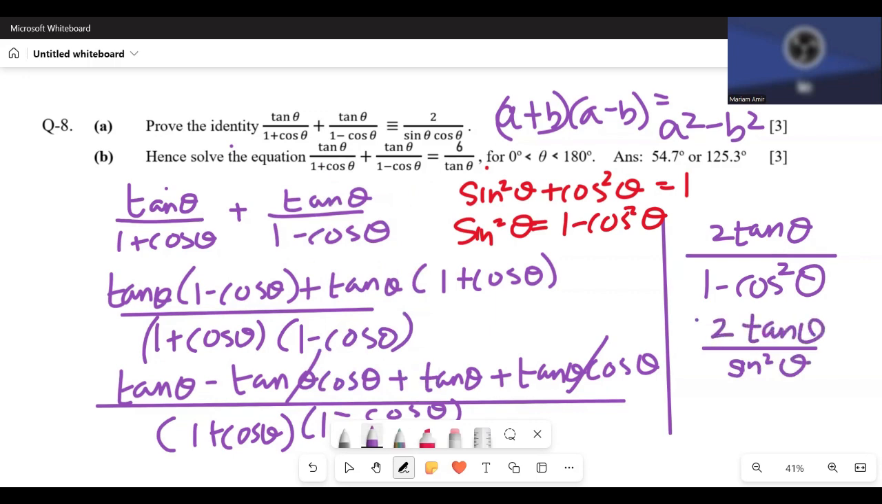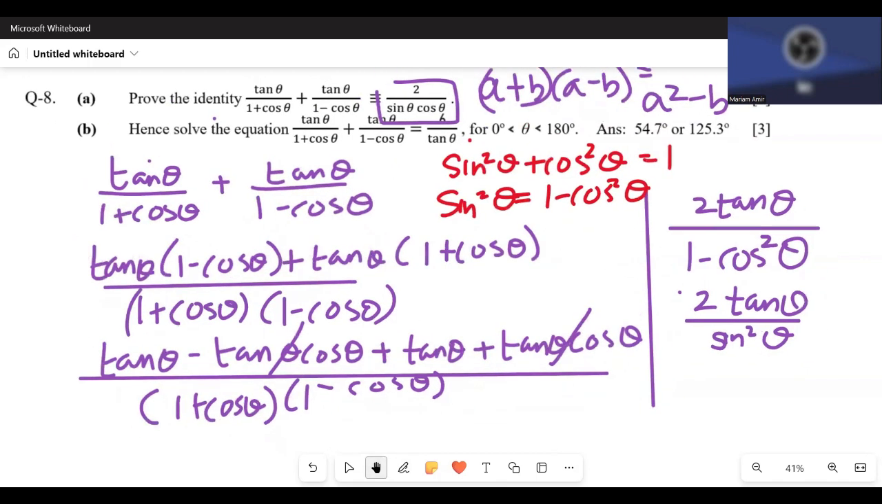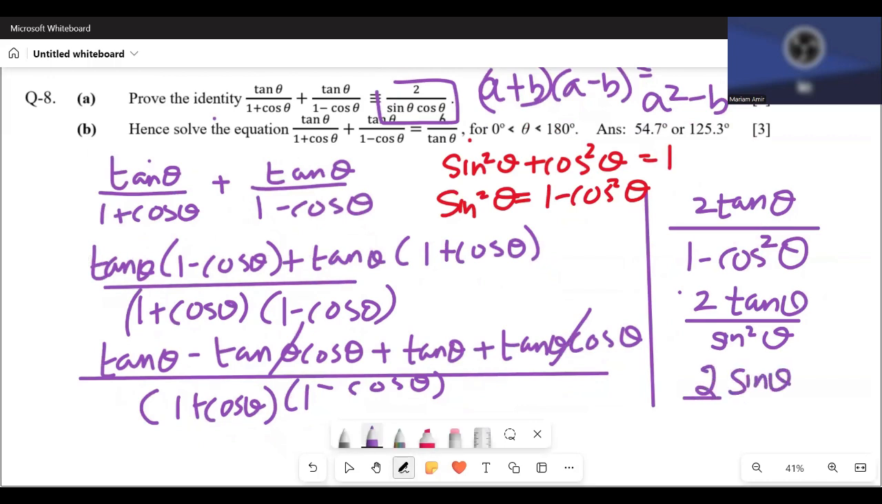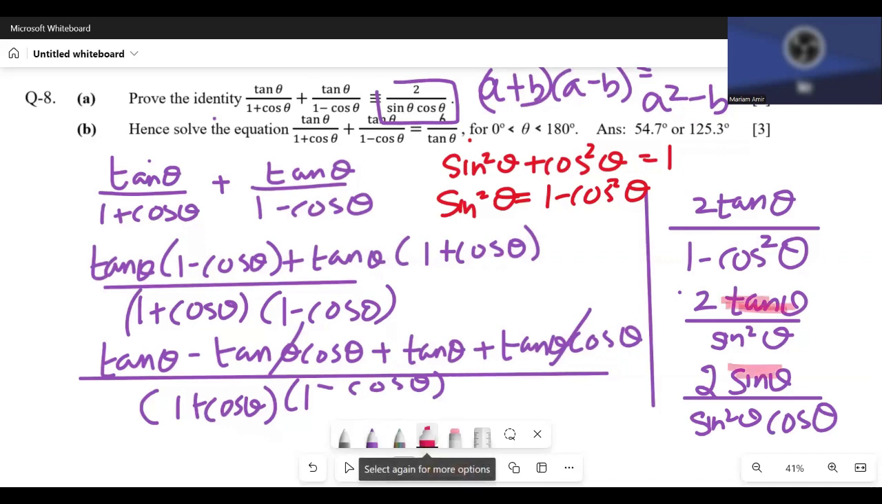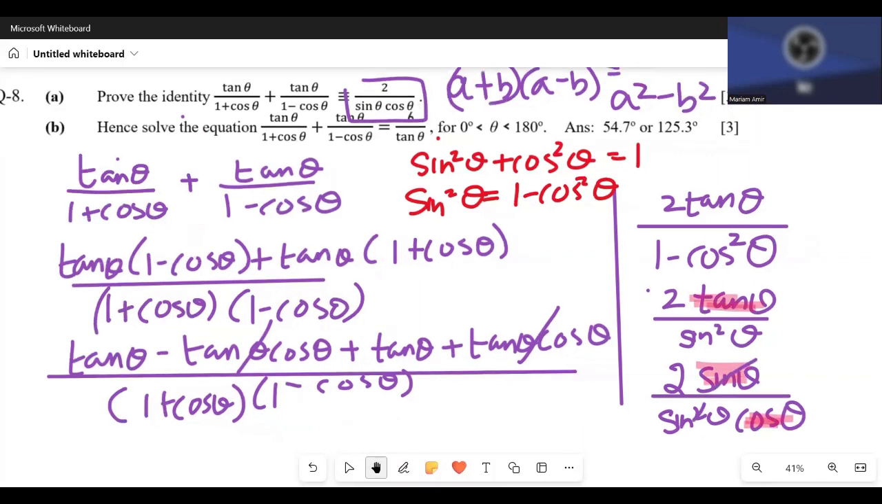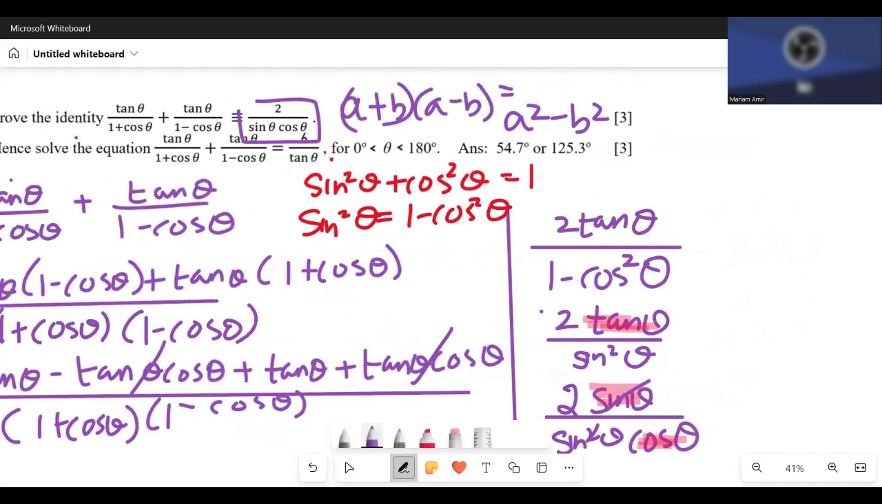Now here there's no tan theta, so we're going to change tan theta into sine theta over cos theta. So we get 2 sine theta upon sine square theta times cos theta. So tan became sine over cos. Now the sine and the square are going to cancel and we have the required form, which is 2 upon sine theta cos theta. This is what we were required to show.